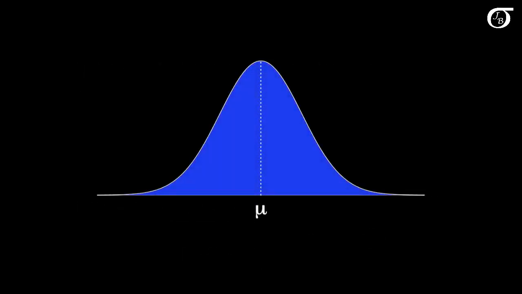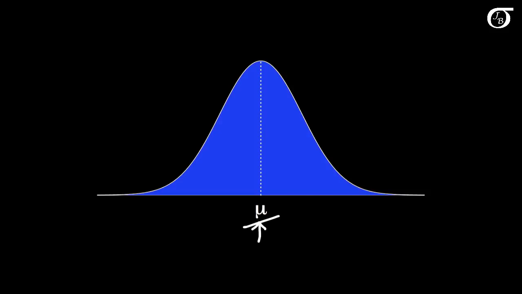Here's a normal distribution plotted out. Mu, the mean, is also right smack dab in the middle of the distribution. The distribution is symmetric about mu. So mu represents the mean of the probability distribution, and it's also the median of the probability distribution.